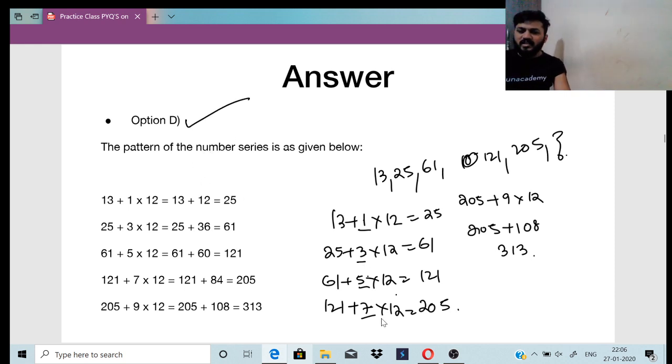Right? So 1, 3, 5, 7, 9. 9 is the next odd number. 9 into 12 is 108, plus 205. 313 is the correct answer. Clear with this, everyone? Any doubts in this question? Shall I move on to the next one?